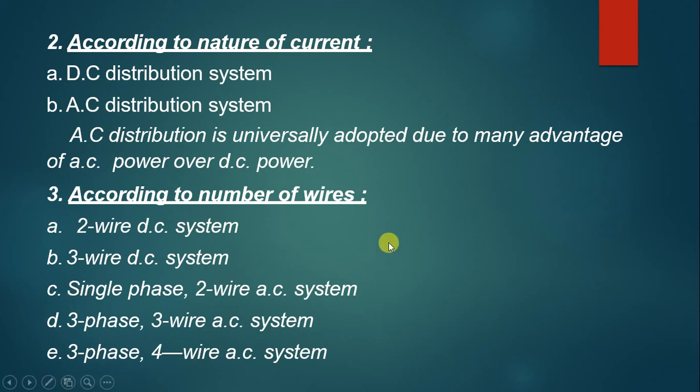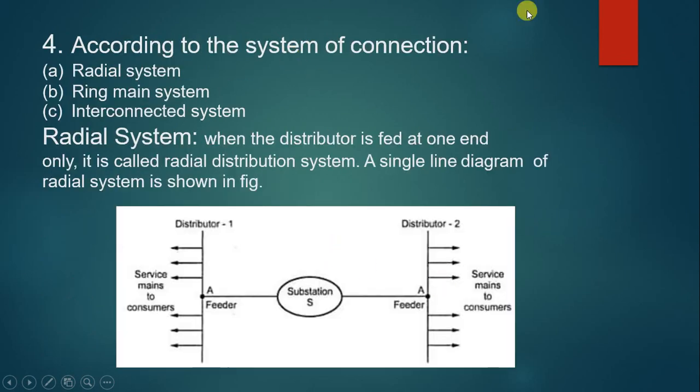According to the number of wires, there is a 2-wire DC system and a 3-wire DC system. Apart from that, you have single phase 2-wire AC system, 3-phase 3-wire system, and 3-phase 4-wire system. This is another classification. According to type of connection, you have radial connection, ring main system, and interconnected system.